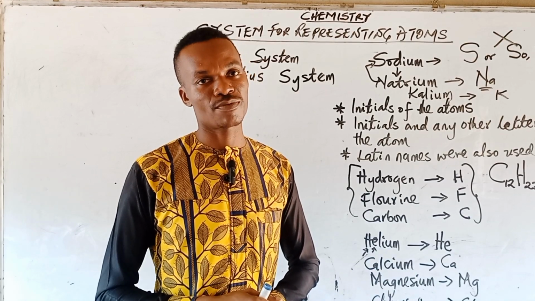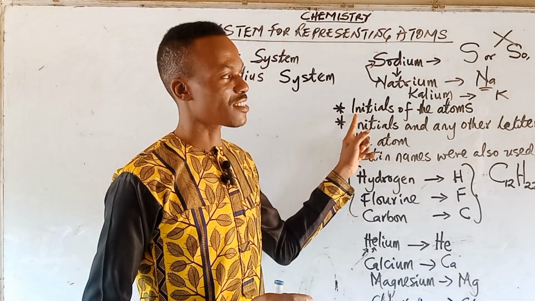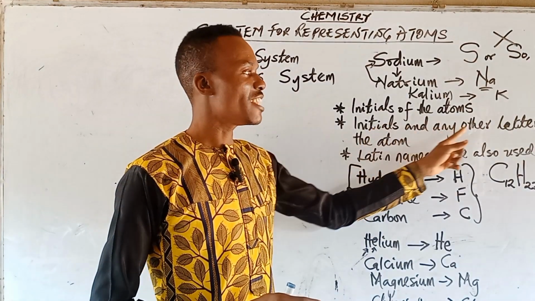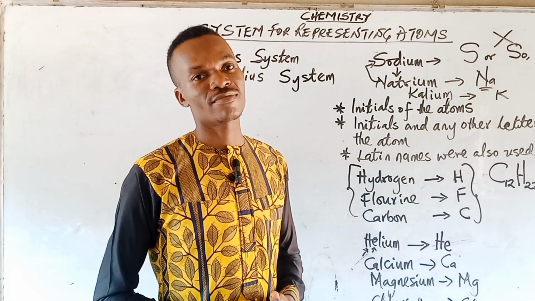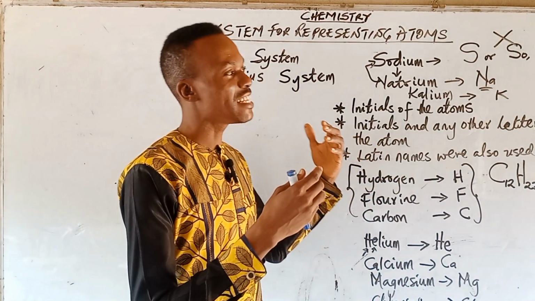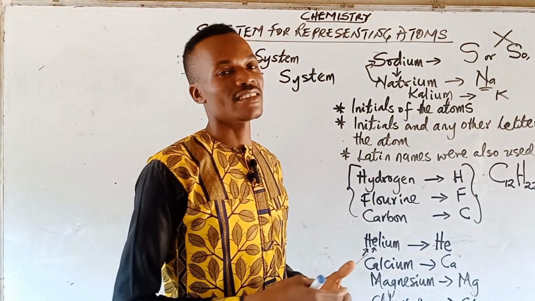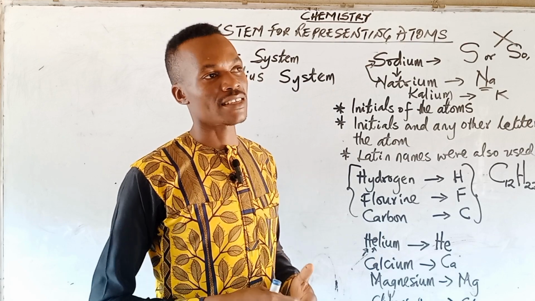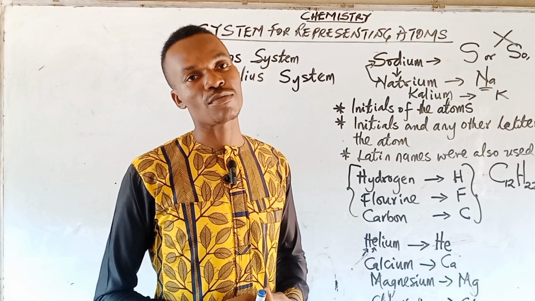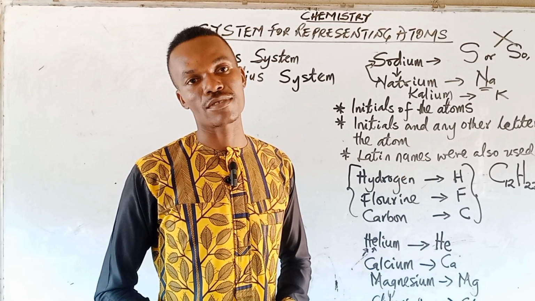To recap what we have said, what did Berzelius use? First, the initials of the atoms. Two, initials and any other letter in the atom. Why is it that some metals do not have any of their initials or any of their letters in their chemical symbol? Remember I said because of the source where they are derived. I've given an example. Some of them are derived from Latin. So based on that, they make use of their Latin names.